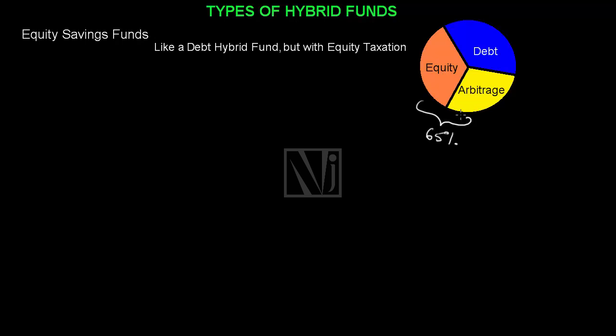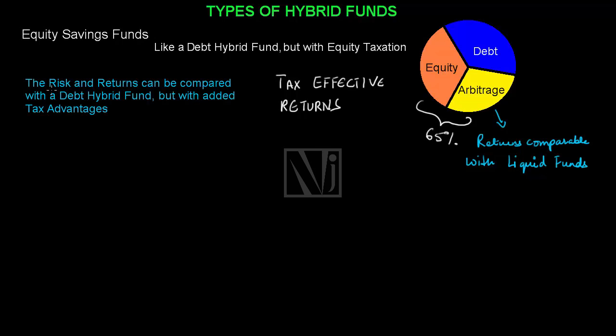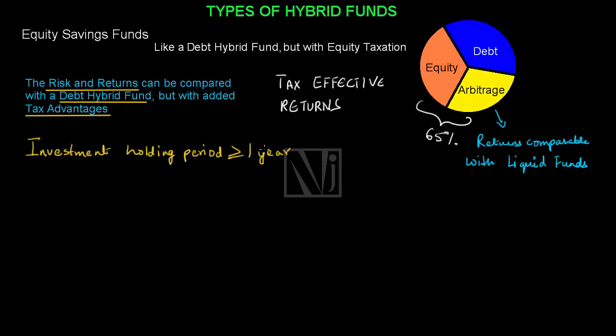However, the idea behind maintaining the 65% equity component is not generating high returns from equity. The returns from the arbitrage component are comparable with liquid funds. The overall idea or the objective behind investing in an equity savings fund is generating tax-effective returns. The risk and returns in an equity savings fund can be compared with a debt hybrid fund, but with added tax advantages. The investor can save tax while containing the risk. He just has to hold the investment for more than a year.